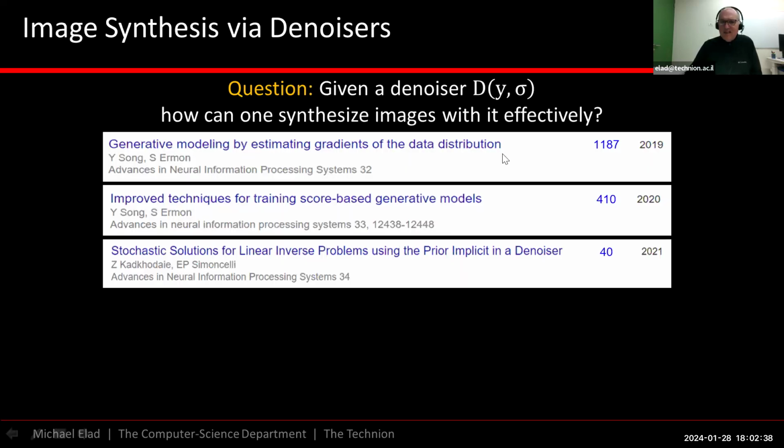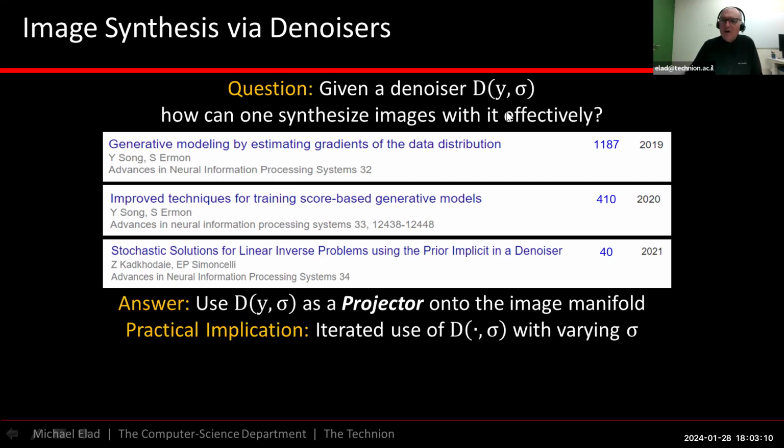Here are 3 papers that answered exactly these questions. The paper by Song and Ermon in 2019, a follow-up in 2020, and a parallel paper that came from Zahra Kadkhodaie and Eero Simoncelli. The first 2 are from Stanford, and the third is from NYU. The year is 2021, but their paper appeared the year before. It simply was rejected from a conference. Imagine that. And in these 3 papers, they are basically answering exactly this question. If you have a denoiser and you want to synthesize images with it, we have a way to do it.